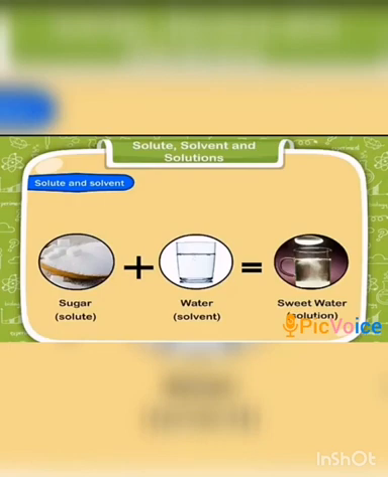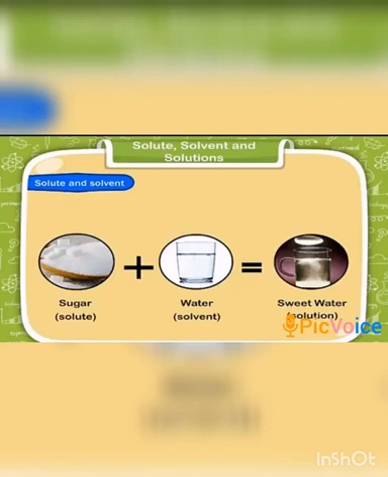The substance that dissolves is called the solute. The substance in which the solute dissolves is called the solvent. A solute and solvent together form a solution.